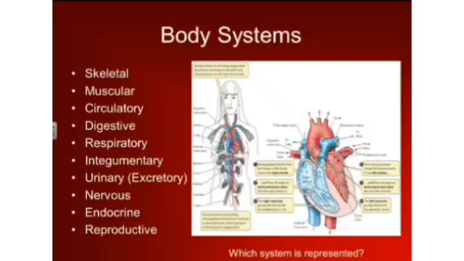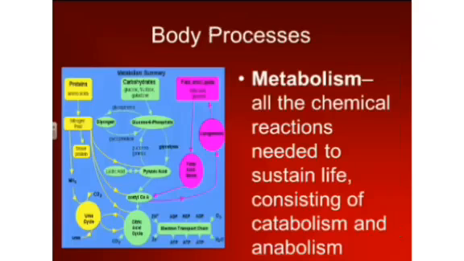Alright, body systems. We have 10 of them that we're going to talk about throughout the year. We have skeletal, muscular, circulatory, digestive, respiratory, integumentary, urinary, nervous, endocrine, and reproductive systems. These are systems we'll talk about throughout this next semester. So which system is represented? That would be our circulatory system. It circulates our blood throughout our body.